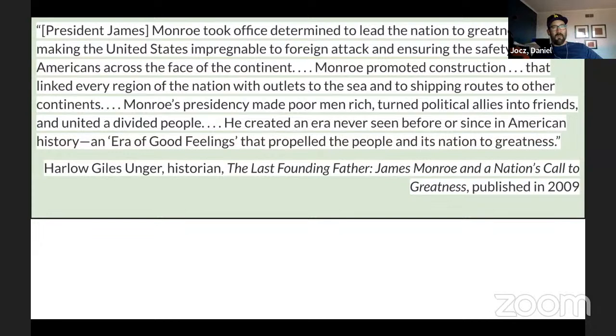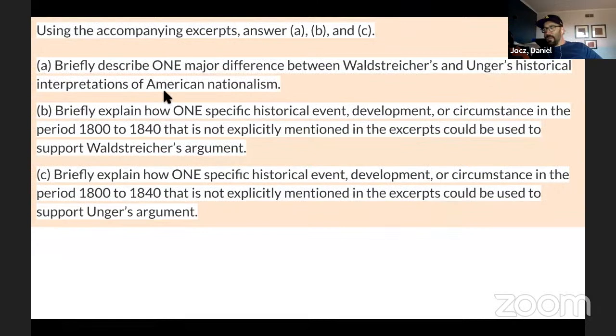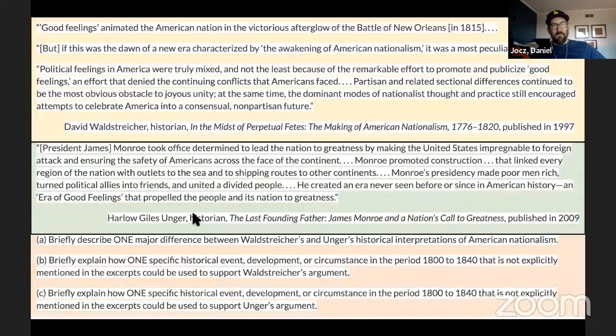Take a look at the questions. Like I said, they're usually very similar. One difference between the two people? What's one thing the first one would say that would prove their point? What's one thing the second one would say that would prove their point? So if we were to do this question, here's a dude that's saying, yes, there was nationalism, but it wasn't all great. People had mixed feelings and there was party conflict and sectional conflict. This one is, man, everything's going wonderful. The foreign threats are going away. We've got stuff getting built, nation coming together. It's all love. It's all love, baby.